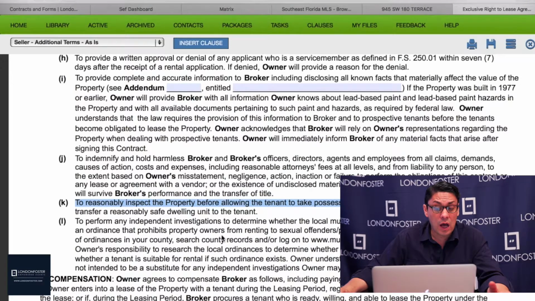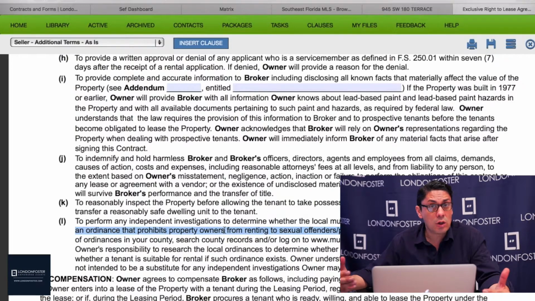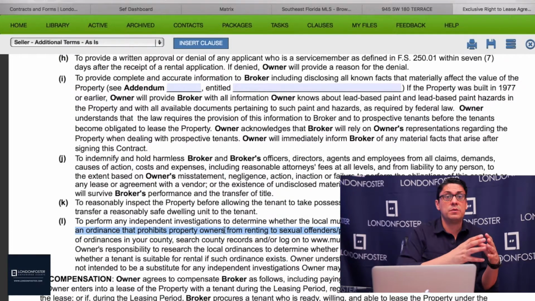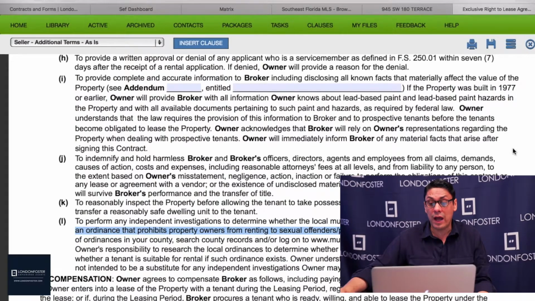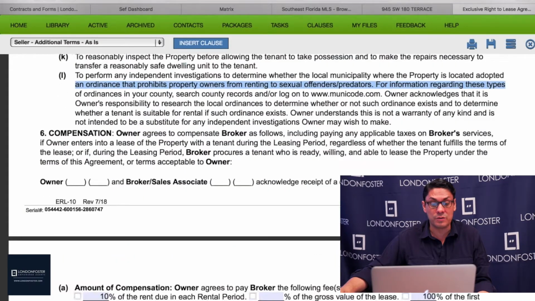Here it talks about any sex offenders or predators. If there are laws that protect within communities, be it a neighborhood, a state, or a city, against sex offenders, it is the owner's responsibility to know this, so that if there is a sex offender moving into the property and they are excluded, the owner protects himself from it. So you want to make sure that you have this stated and the owner knows about it.